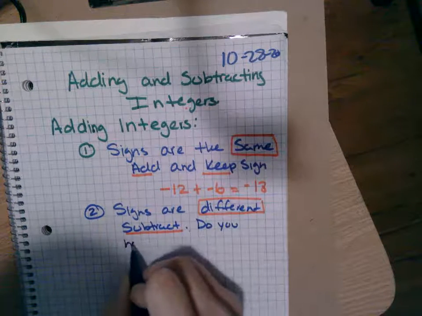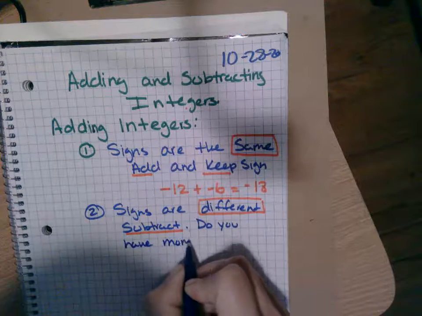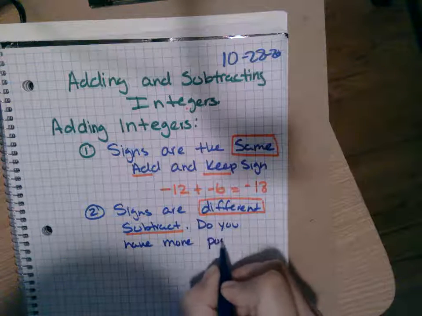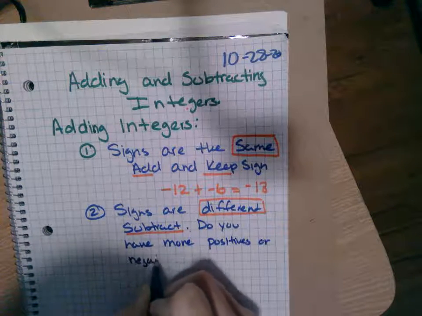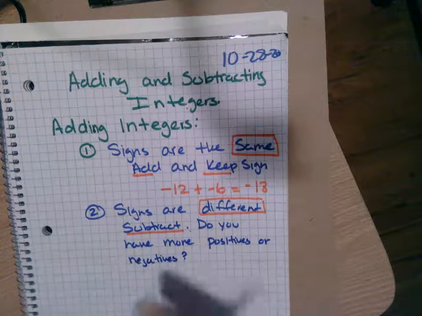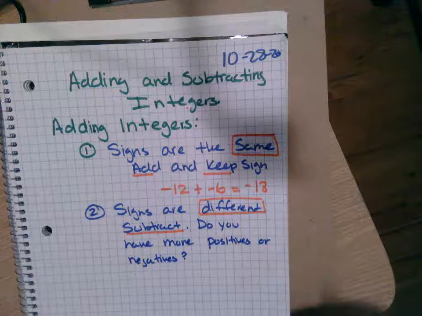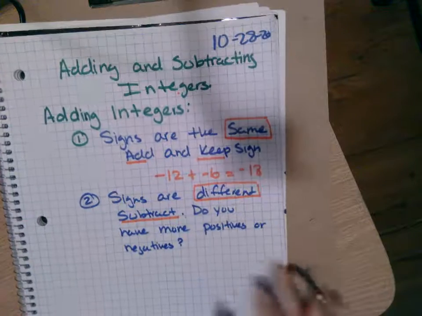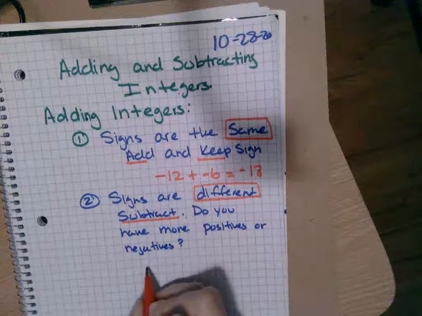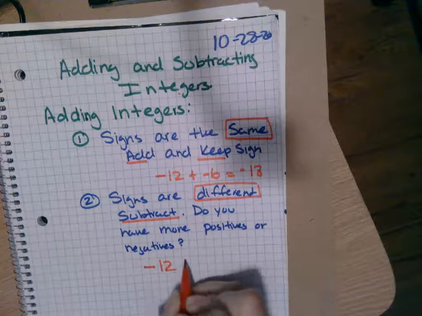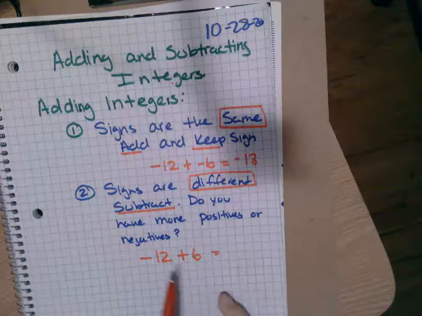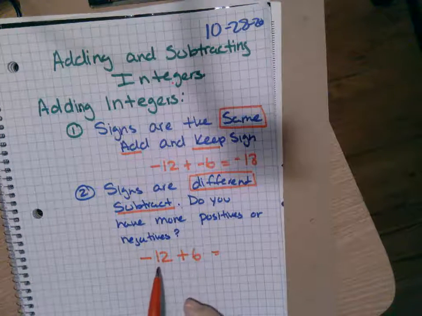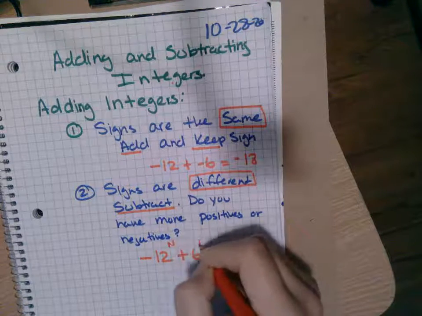Do you have more positives or negatives? Question mark. So do you have more positives or negatives? So for example, if it's negative 12 plus 6, same numbers, right? Ish. So are the signs the same? No, I have a negative. This is a negative, and this is a positive.